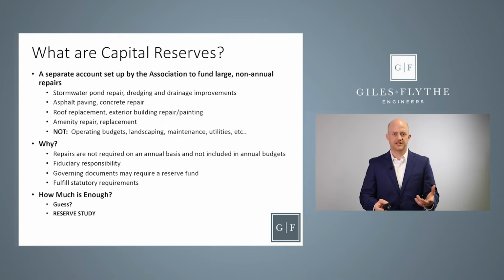So you have a capital reserve account for your association. You have this account. How much is enough? How much should be in that account? How much should you be putting into that account on a regular basis? And how do you know how much is enough?